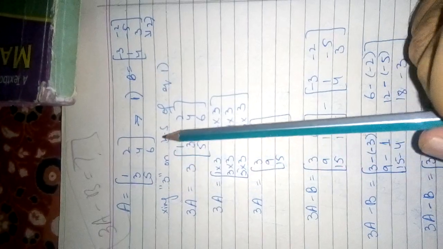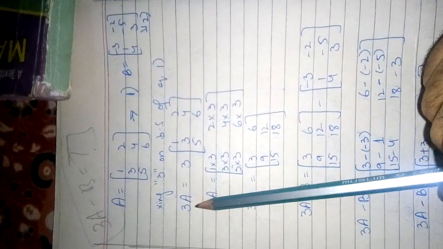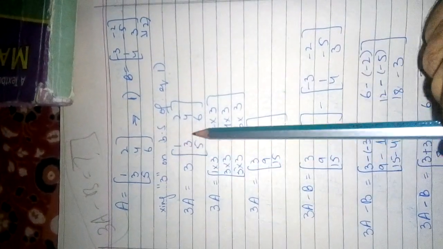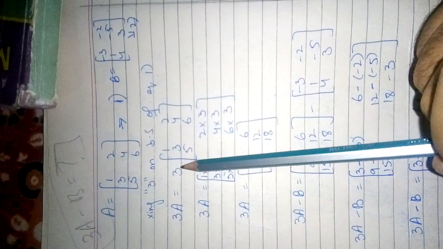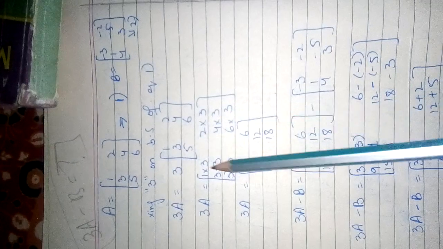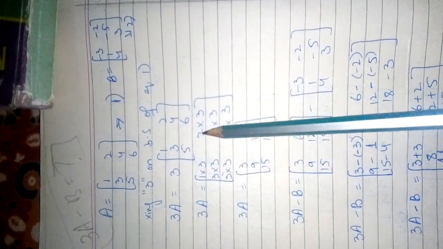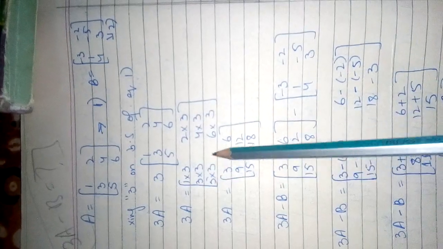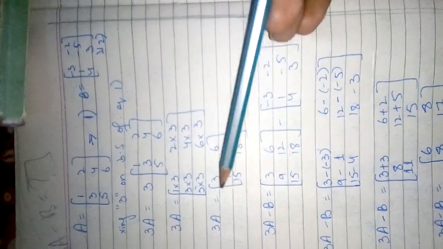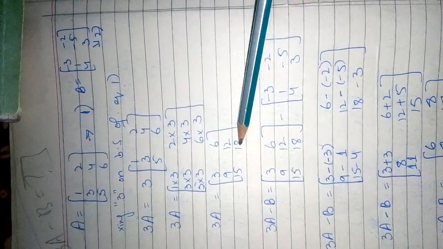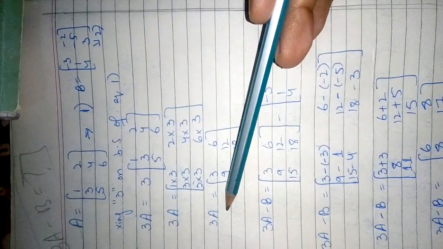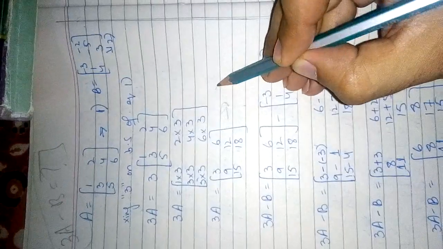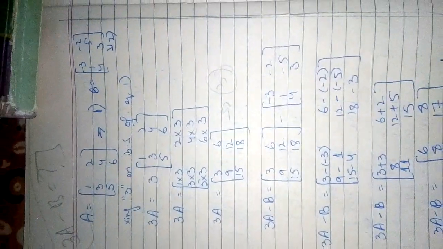So multiplying 3 on both sides of equation 1, 3A is equal to 3 times matrix A, whose elements are 1 2 3 4 5 6. So this 3 will be multiplied with each and every element of this matrix. 1 three is 3, 2 threes are 6, 3 threes are 9, 4 threes are 12, 5 threes are 15, and 6 threes are 18. So the elements are 3 6 9 12 15 and 18. This is our new matrix 3A. You can name this as equation number 3.